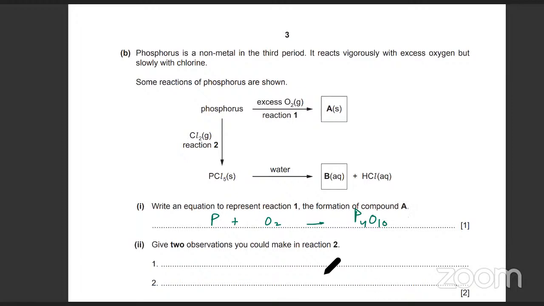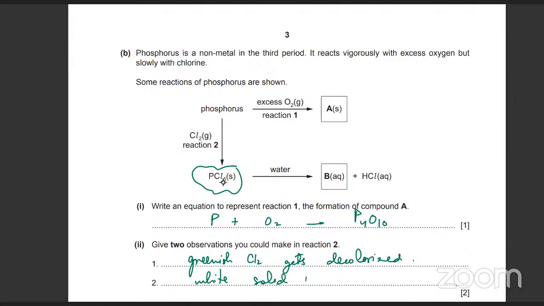Okay, that's the reaction. Give 2 observations you could make in reaction number 2. One observation is that greenish yellow chlorine gas gets decolorized. The other observation is that a white solid is formed. Those are the 2 observations that you're going to have in that particular case.